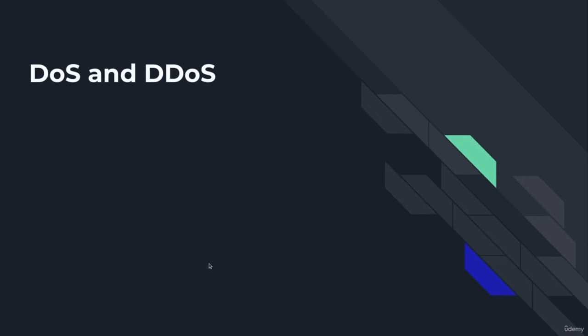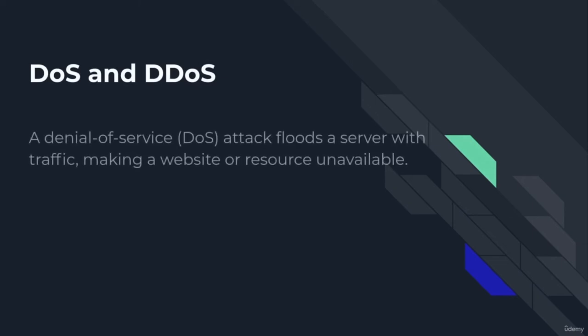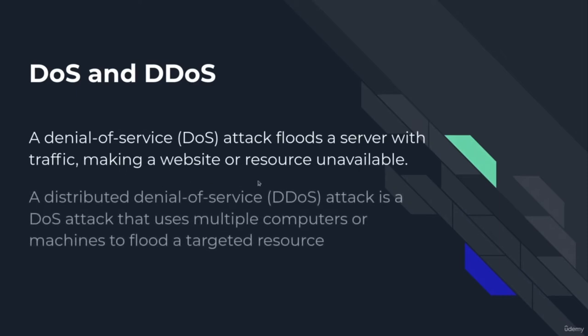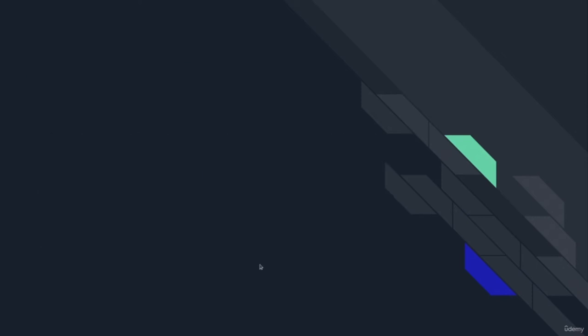Now it's time to talk about DoS or DDoS, and the difference is that a DoS attack floods a server with traffic, making a website or resource unavailable. The DDoS, which is the distributed denial of service, is a DoS attack that uses multiple computers or machines to flood a targeted resource. So the only difference between them, DoS is a single computer or a single machine. DDoS, which is the distributed, uses multiple computers or machines.